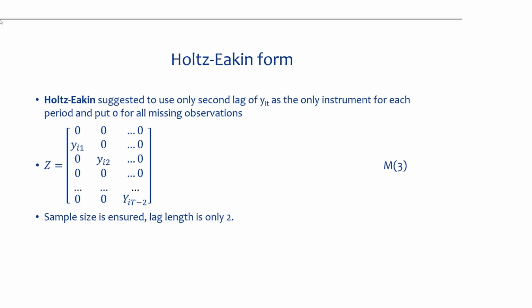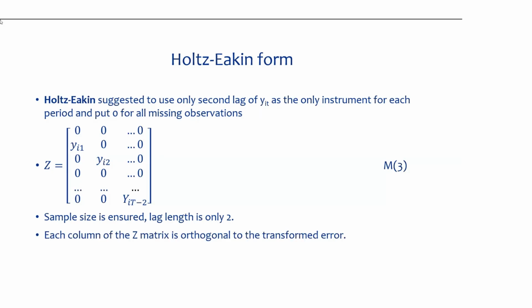That is the idea behind the dynamic panel model, right? yit is a function of yi,t minus 1. yi,t minus 1 is a function of yi,t minus 2, and it goes on, right? Each lag contains a certain level of information. If you're just using the second lag, you're missing out a lot of information. So is there a way in which you can incorporate all that into the instrumental variable? This is the question that we are asking.